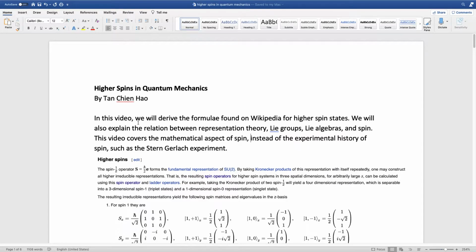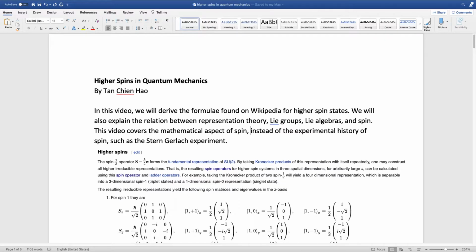Hi guys, Tan Chen Hao over here, and today I will be talking about higher spins in quantum mechanics. So in this video, we will derive the formula found on Wikipedia for higher spin states.